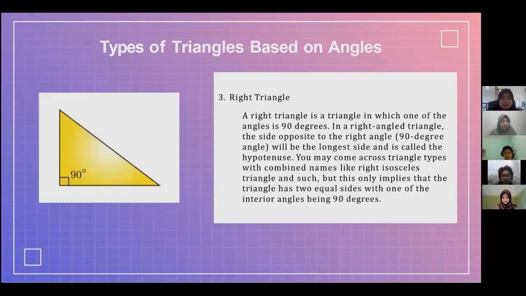3. Right triangle. A right triangle is a triangle in which one angle is 90 degrees. In a right angle triangle, the side opposite to the right angle or 90 degree angle will be the longest side and is called the hypotenuse. You may come across triangle types with combined names like right isosceles triangle, but this only implies that the triangle has two equal sides with one of the interior angles being 90 degrees.